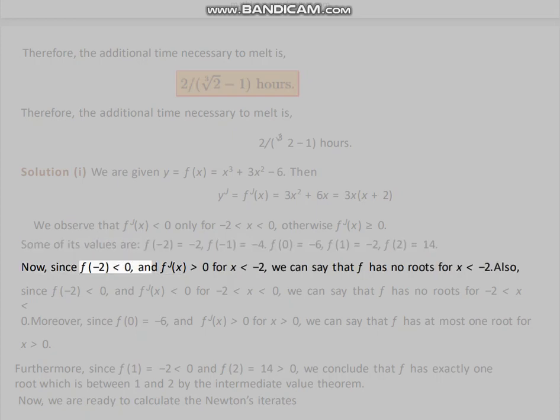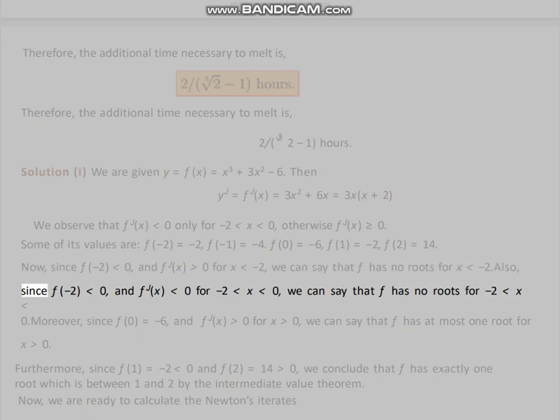Now, since f(minus 2) is less than 0, and f prime(x) is greater than 0 for x less than minus 2, we can say that f has no roots for x less than minus 2. Also, since f(minus 2) is less than 0, and f prime(x) is less than 0 for minus 2 less than x less than 0, we can say that f has no roots for minus 2 less than x less than 0.